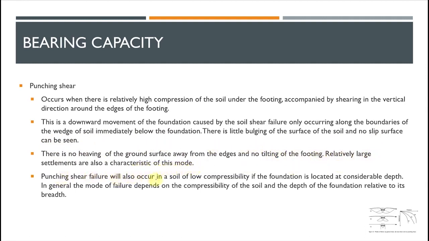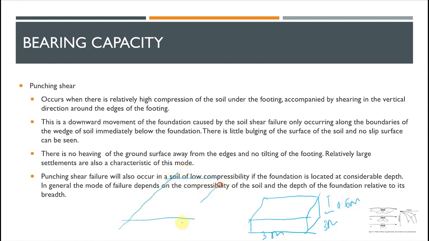Okay, punching shear failure will also occur in low compressibility soil if the foundation is located at considerable depth. In general, the mode of failure depends on compressibility and the depth of the foundation relative to its breadth. If you compare, say this is 3 meter by 3 meter, and I place it at 0.6 meter depth. But if you compare here, this one is 2.5 meter by 2.5 meter, and this is 0.6 meter. So the one that will experience more punching shear is the one with the smaller breadth.